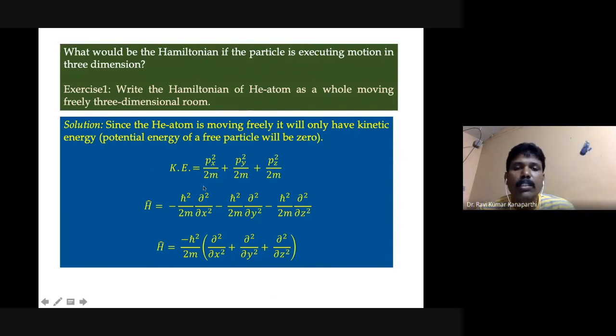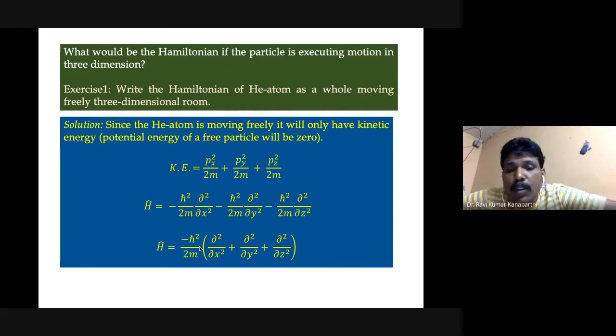This is the x component. When you make the substitution minus i h cross dou by dou x, you get this answer. When you substitute minus i h cross dou by dou y, you get this answer. When you substitute minus i h cross dou by dou z, you get this answer. To simplify and take the common terms outside, you get minus h cross square by 2m, dou square upon dou x square plus dou square upon dou y square plus dou square upon dou z square.